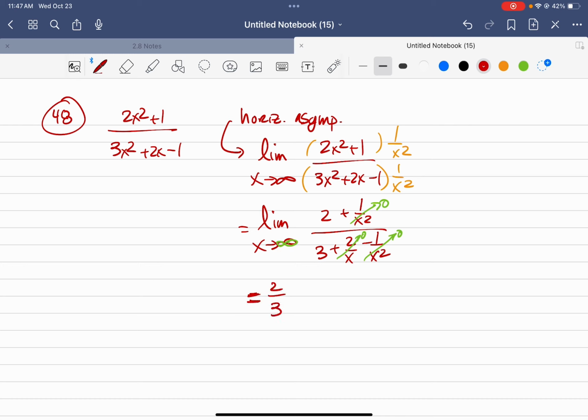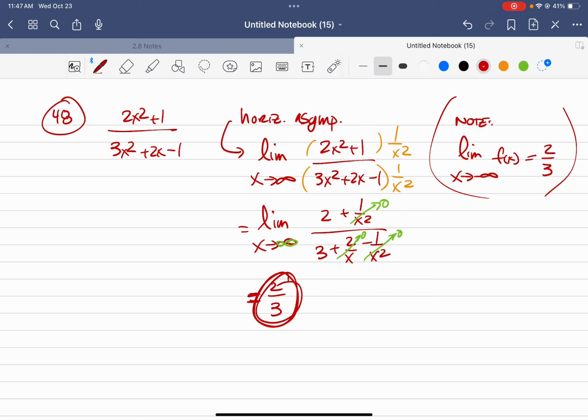It should be clear that if you go to either positive or negative infinity, you're going to get the same number. If you need to check, you can also verify that this limit is also 2/3. So f of x has a horizontal asymptote at y equals 2/3.